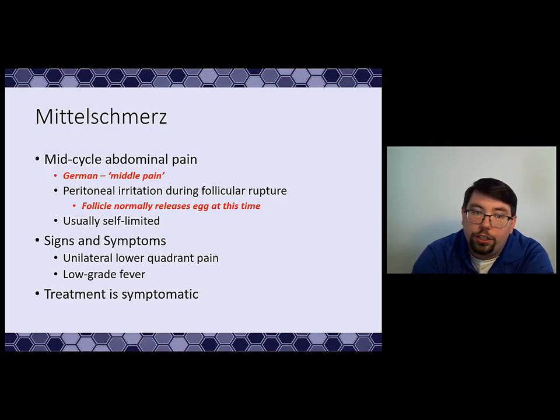Mittelschmerz is another one. It's a German name for mid-cycle abdominal pain, or middle pain. The peritoneal irritation associated with Mittelschmerz happens during the follicle rupture. The follicle normally releases the egg at this time, and the pain associated with Mittelschmerz is typically self-limited. Signs and symptoms include lower quadrant abdominal pain, potentially a low-grade fever, and the treatment is mostly based on symptoms.